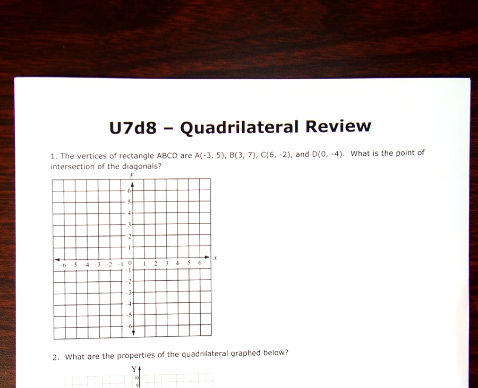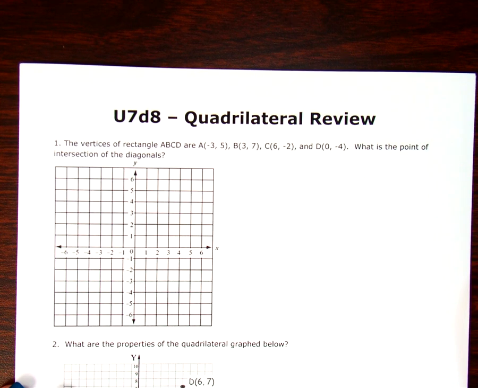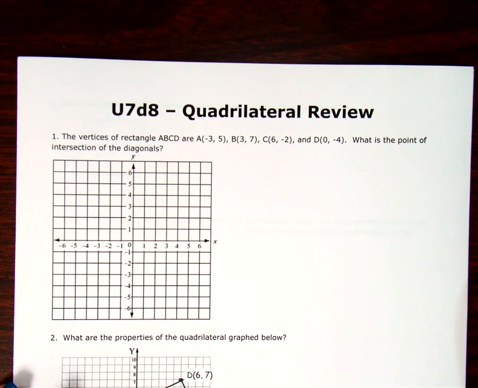My first question here says the vertices of rectangle ABCD are A is at -3, 5, B is at 3, 7, C is at 6, -2, and D is at 0, -4. What is the point of intersection of the diagonals? The first thing I should probably do is go ahead and graph my figure.